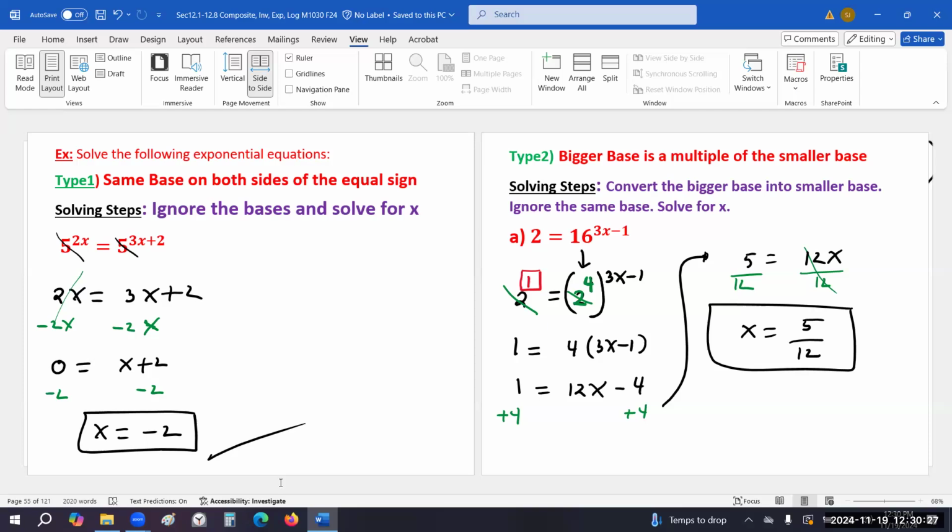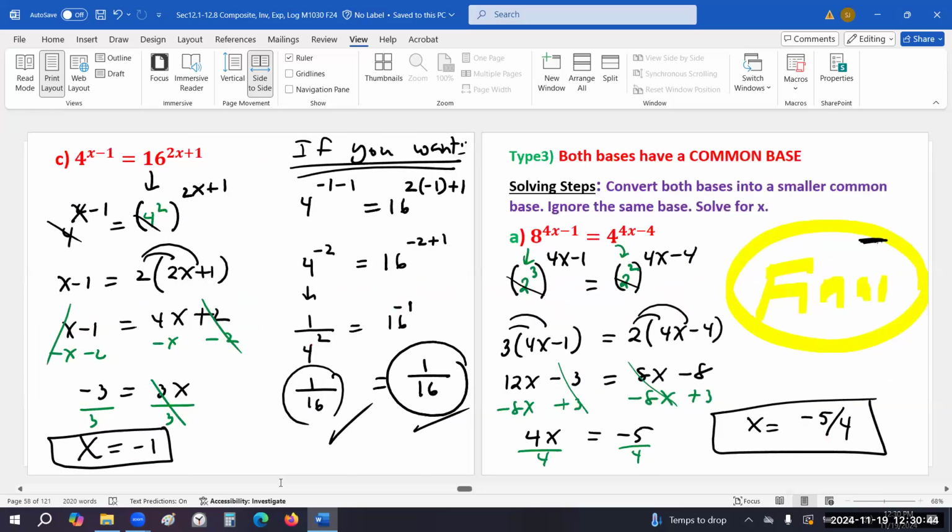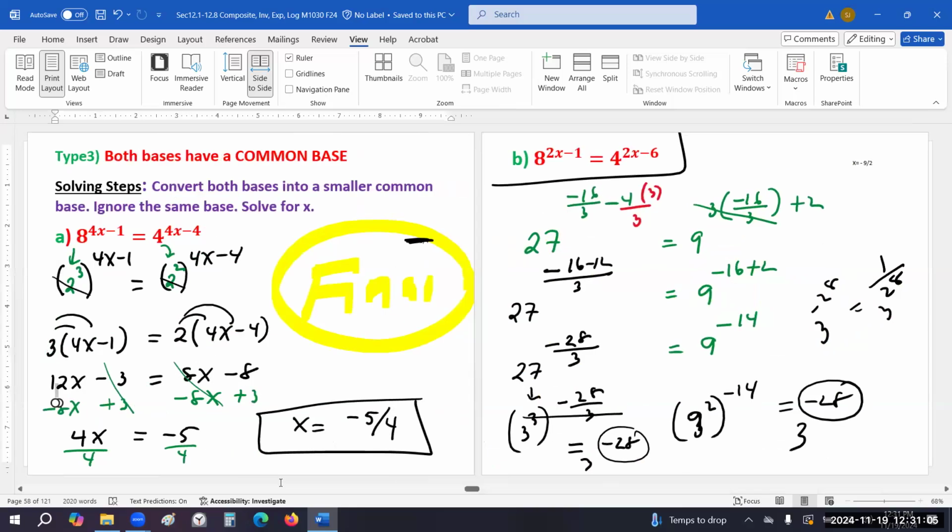The second scenario, we don't have the same base. However, we can rewrite the bigger base using the smaller base. So we do that, and we have the same base, we cancel them, and we do the same thing again. The next type is we don't have the same base, and we cannot rewrite the bigger one using the smaller one. Instead, we rewrite both of them into a smaller base, cancel the same base, multiply our powers, set them equal to one another, and solve for x.